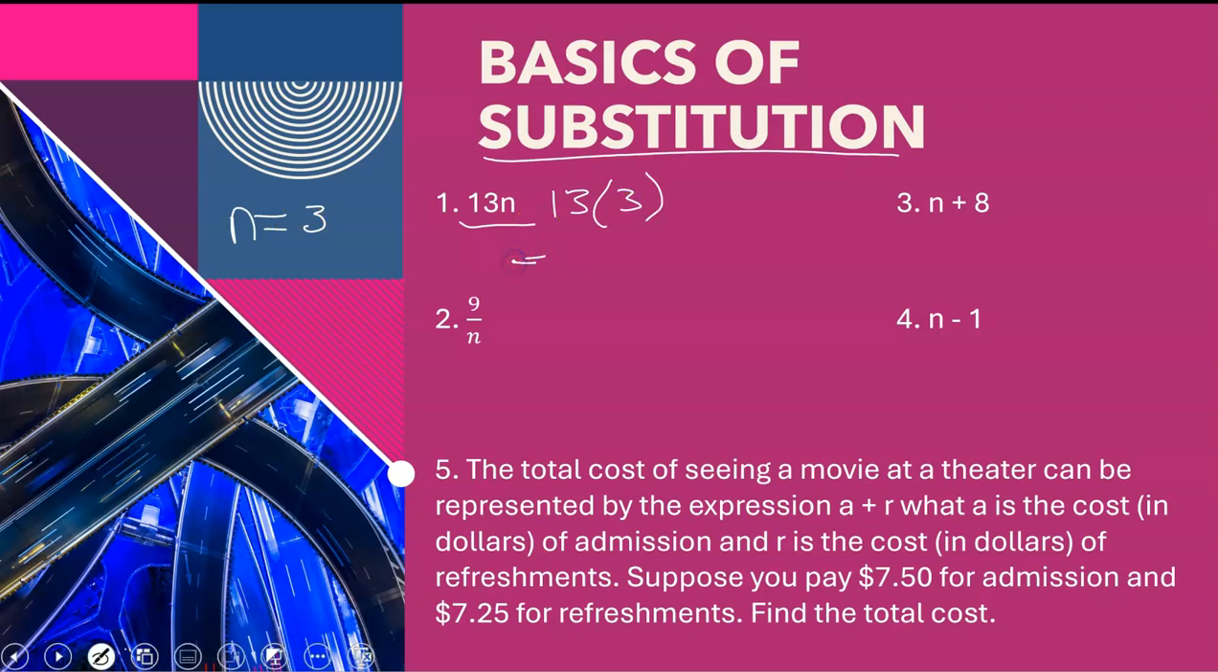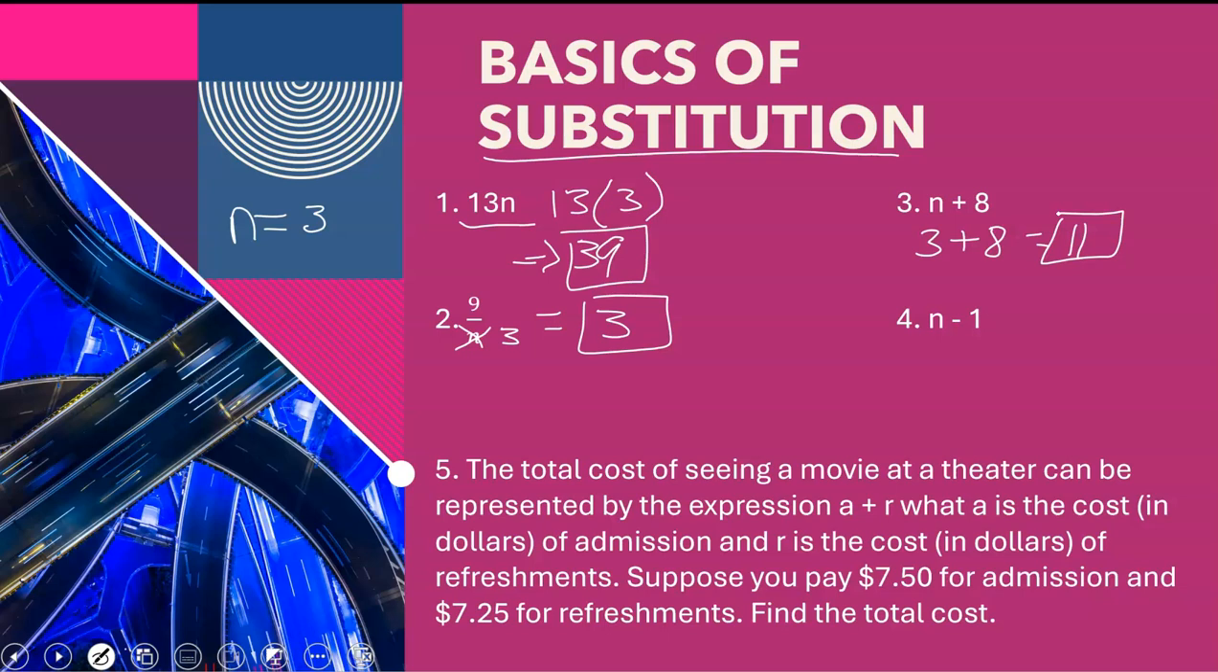Evaluating that simple expression, we get 39. And we can do this with the other 3. 9 divided by n, if n is equal to 3, is just 9 divided by 3, which equals 3. n plus 8 becomes 3 plus 8, which is equal to 11. And finally, n minus 1 becomes 3 minus 1. Let's take a look at this in a word problem.